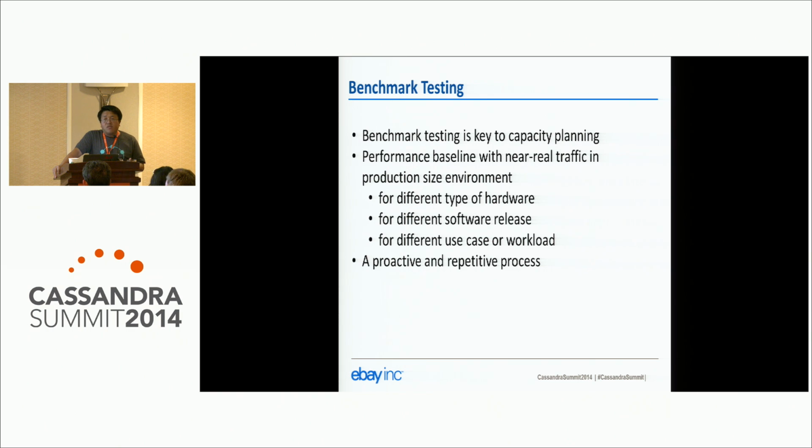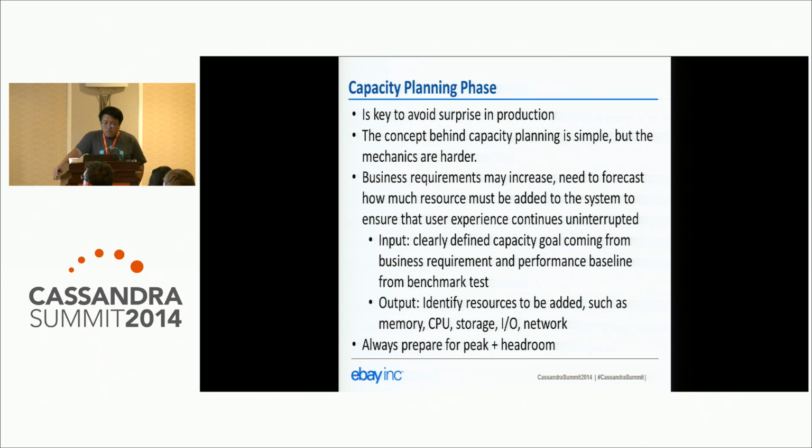Some use cases will be read intensive, some will be write intensive, some will be mixed workload. So for any of those parameter changes, you should build a performance baseline. Only when you have an accurate baseline can you do better capacity planning. Otherwise, you could end up seeing a surprise when you go to production.